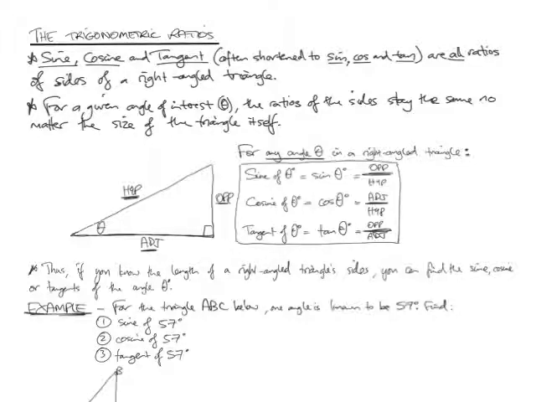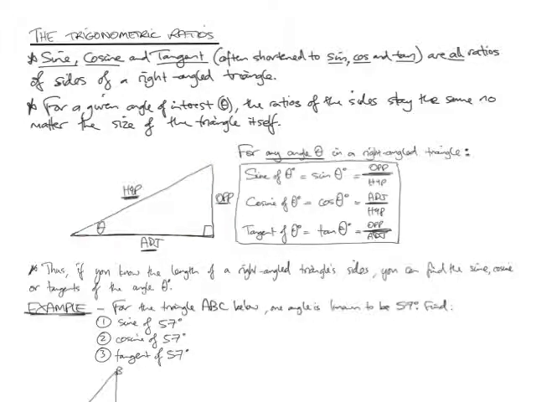So for any given angle theta in a right angled triangle, this box here is the key that you're going to have to remember. The sine of theta, which can be shortened to sine theta, is going to be the opposite divided by the hypotenuse. Opposite over hypotenuse. The cosine of theta, which is shortened to cosine theta, is the adjacent side over the hypotenuse. And the tangent of theta, which is shortened to tan theta, is the opposite side over the adjacent side. So these ratios: sine of theta is opposite over hypotenuse, cosine of theta adjacent over hypotenuse, tangent opposite over adjacent.